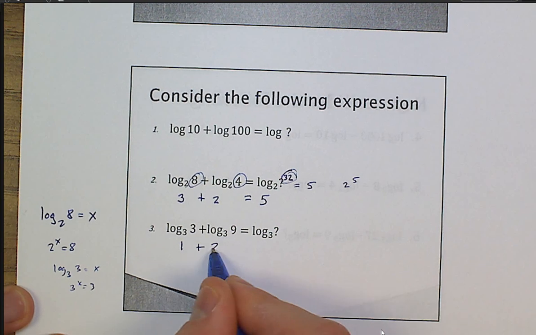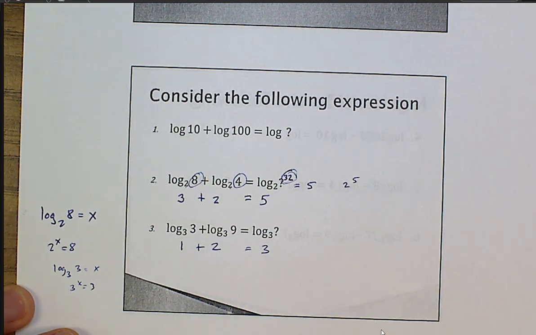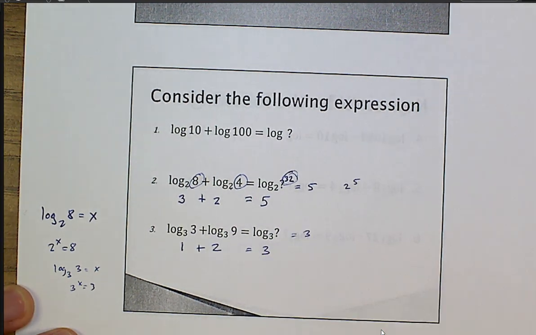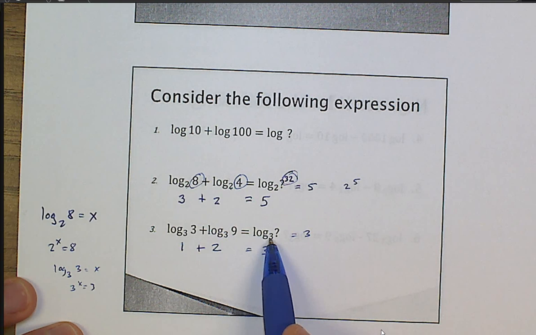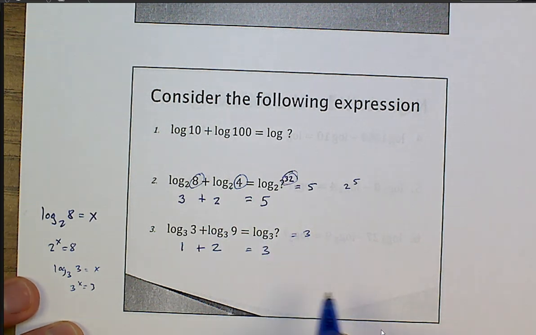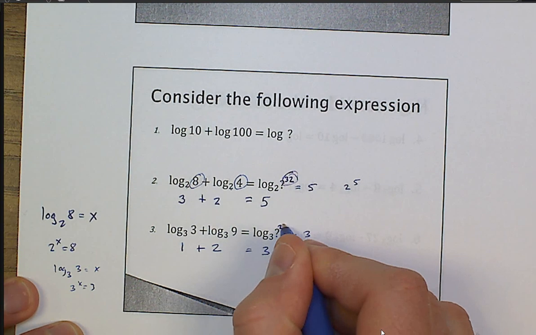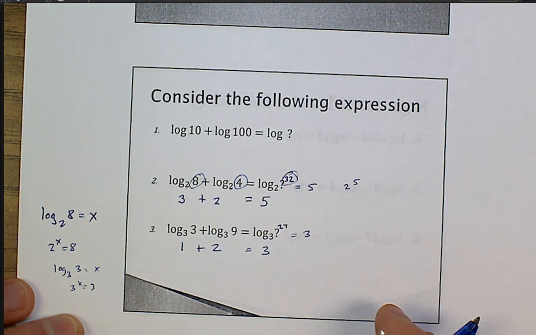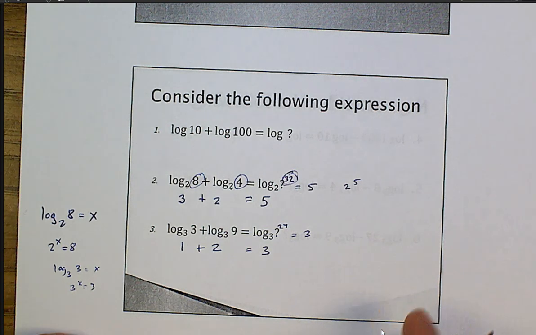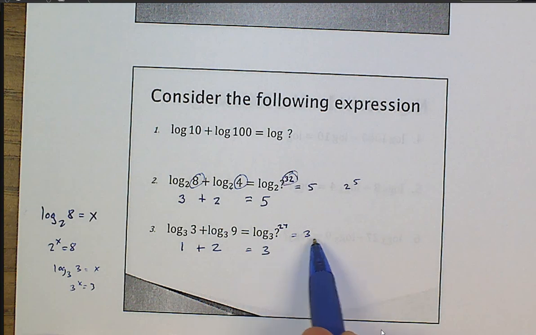2. So we know this has to equal a 3, right? So if this right here has to be a 3, what power on 3 will give us the 3? Okay, and we should have 27. Because 1 plus 2 is 3, and 3 to the 3rd is going to give you 27.